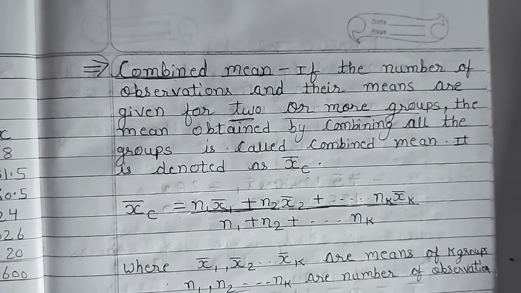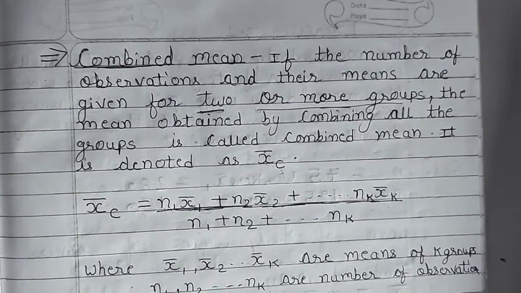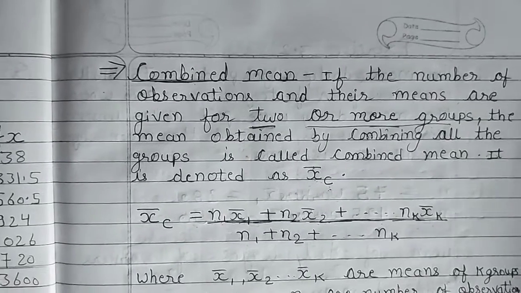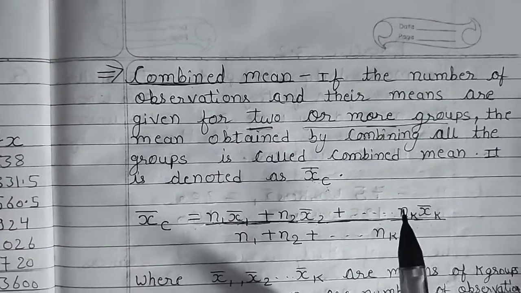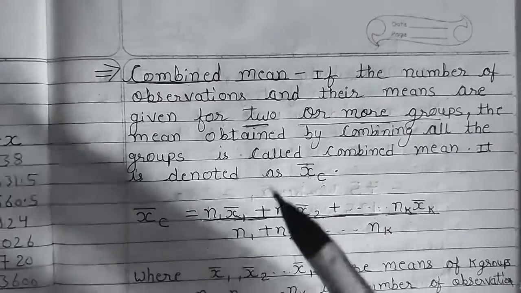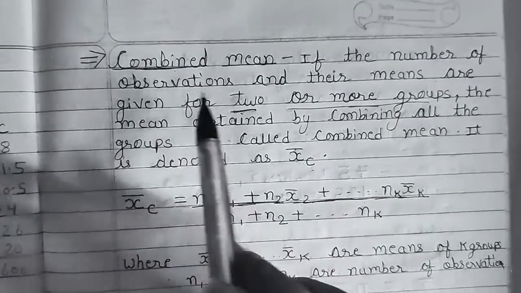Hello students, in our last lecture we have done exercise 3.1. Now today we will start with the sums based on combined mean and weighted mean. So let us see its formula once again.